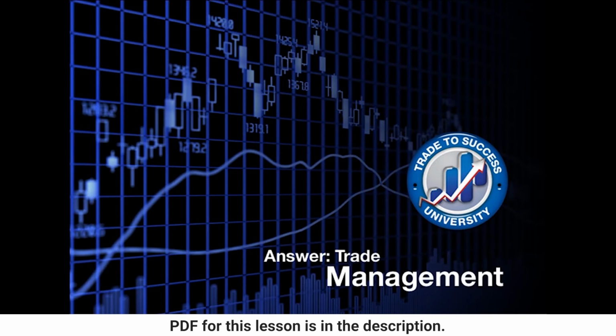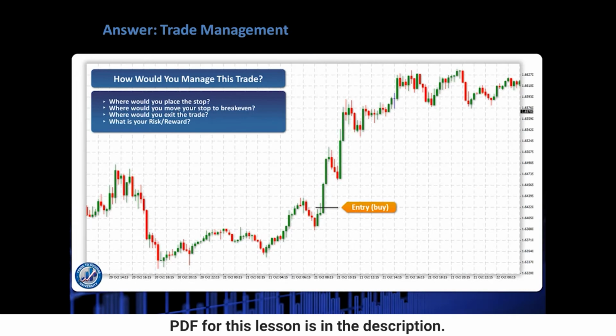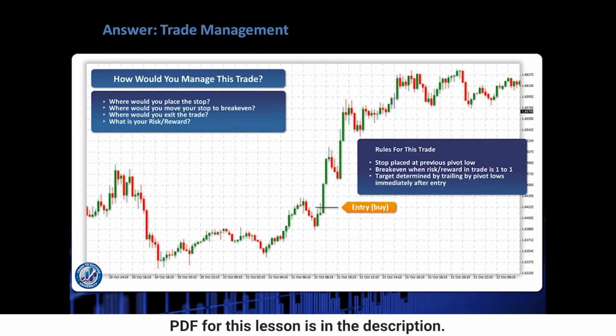Okay, so let's go through the trade management answer. So how would you manage this trade? The rules of the trade is that our stop is going to be placed at the previous pivot low. Our break even is when the risk reward is 1-to-1. And our target is determined by trailing by pivot lows immediately after entry.